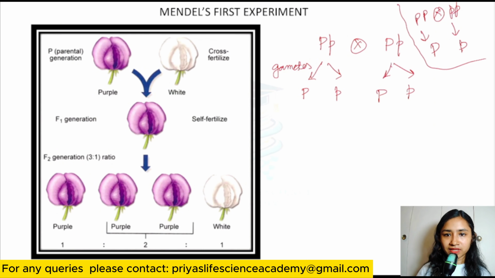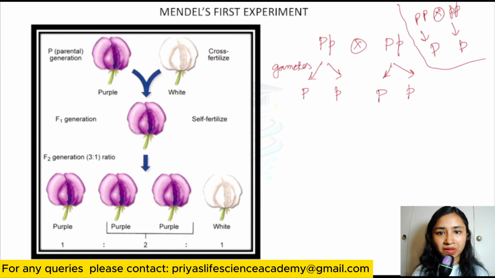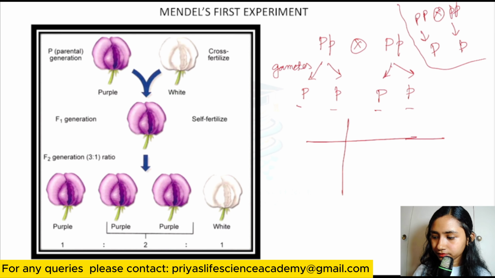So before doing the Punnett square, you must know what type of gametes it can produce. Gametes are singular in nature, each copy will be in single dose. I told you, capital P, small p, here capital P, small p. And when we do the cross, suppose these are the two gametes.